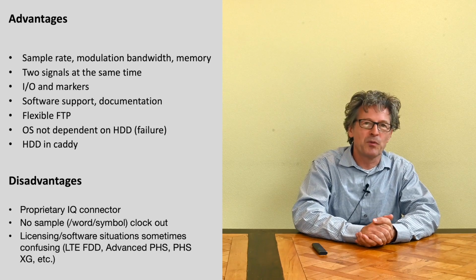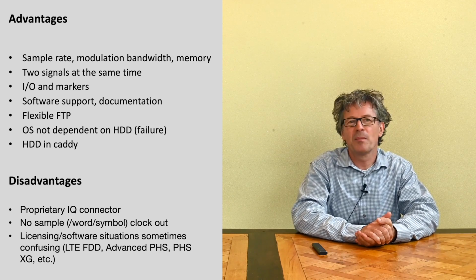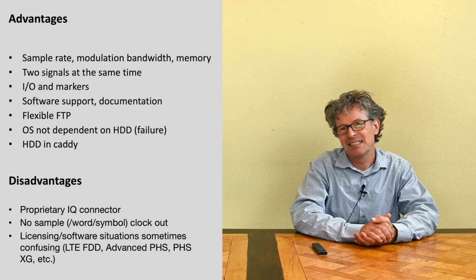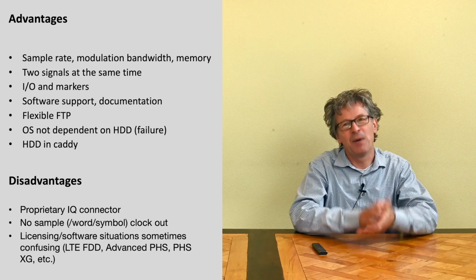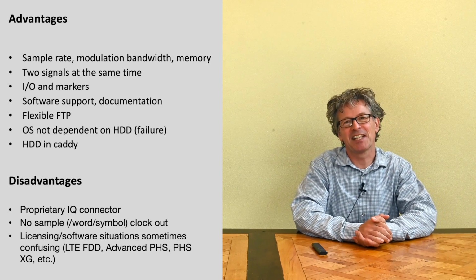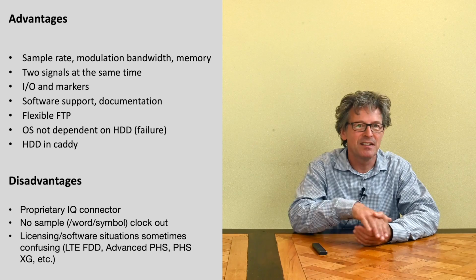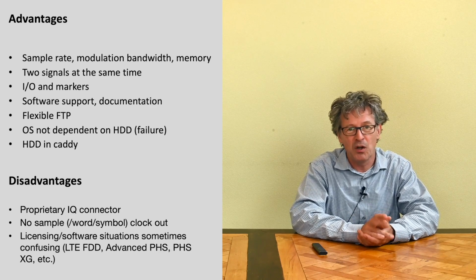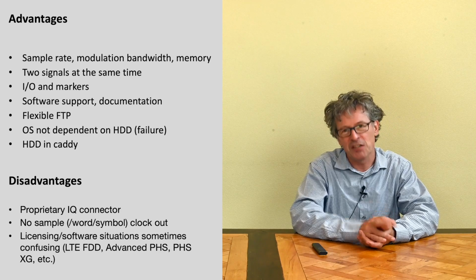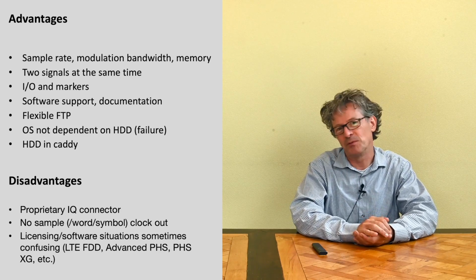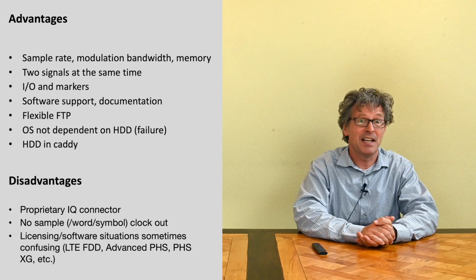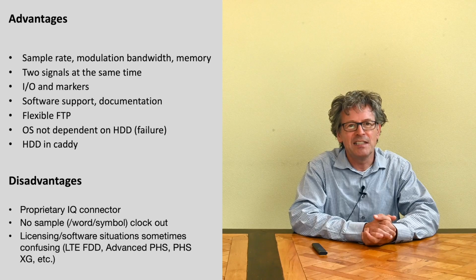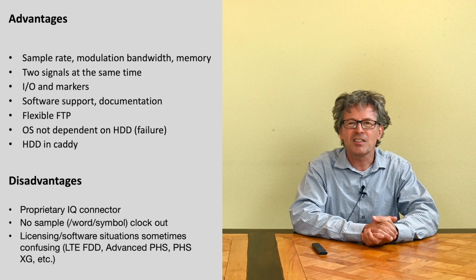Of course, there are also a couple of disadvantages here. First, I'll mention the proprietary IQ connector. I looked at that in the first episode. Yeah, I really don't get it. Why don't you just put a number of BNCs there instead of people having to build their own connector? Yeah, the missing sample out, sample clock out, or also word or symbol. I showed you in this video kind of a workaround, but I really would have preferred if it's just right there on the device.